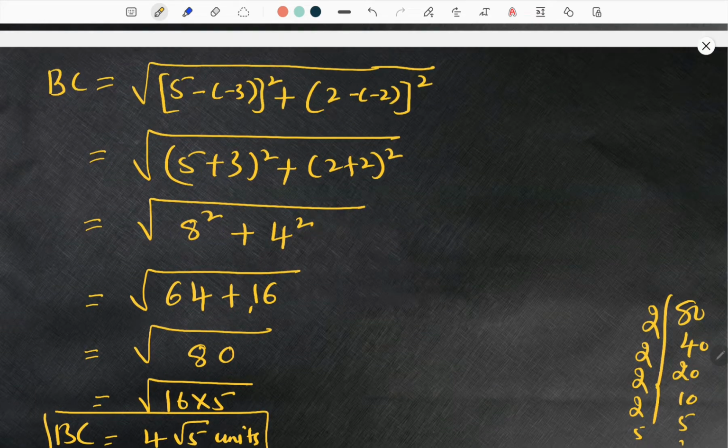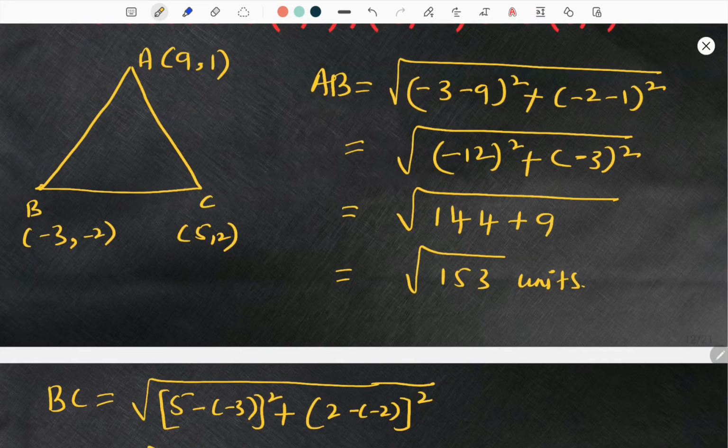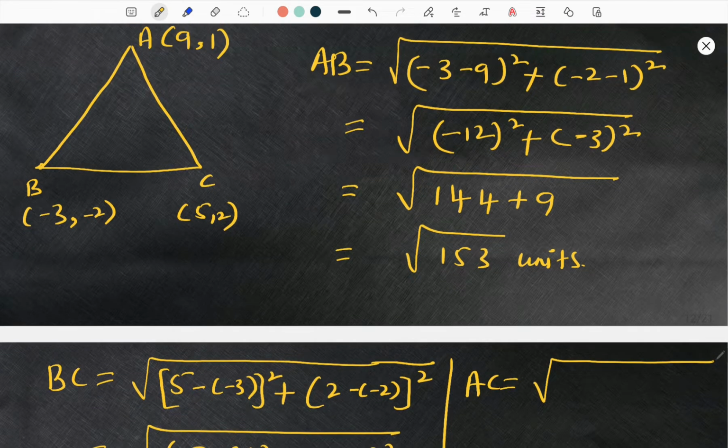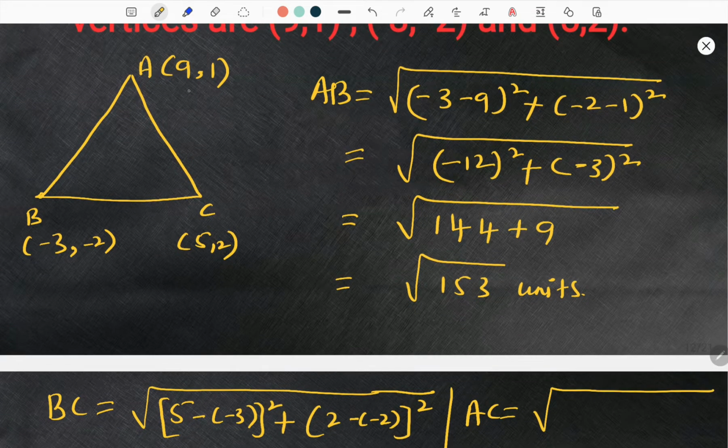So this is the value of BC. Similarly, you find out the value of AC also. You know how to find out the value of AC. Let us find out the value of AC. AC is equal to under root, look at this, AC, this is x1 y1 and this is x2 y2.